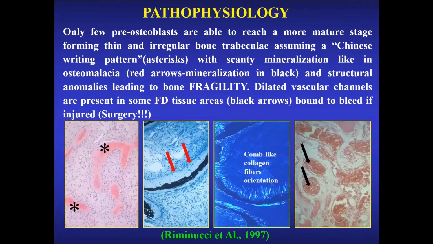Only few preosteoblasts reach a more mature stage, forming thin and irregular bone trabeculae, assuming a Chinese writing pattern, with scanty mineralization like in osteomalacia, and structural anomalies leading to bone fragility. Dilated vascular channels are present in some tissue areas, bound to bleed if injured.